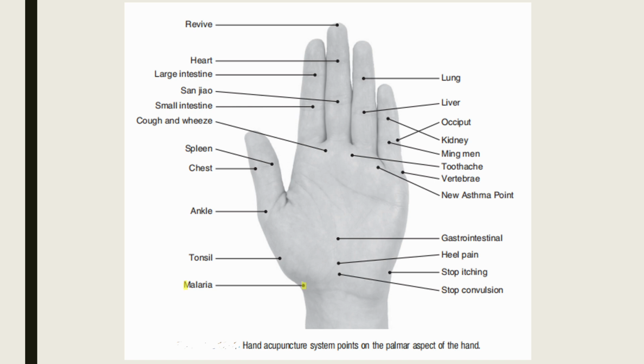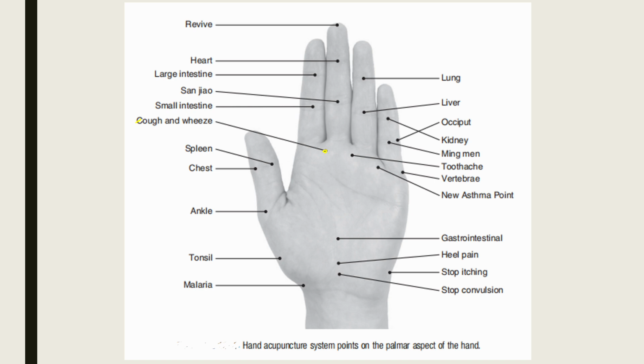The malaria point. Location: at the articulation of the first metacarpal bone with the wrist on the radial margin of the thenar eminence. Indication: fever due to malaria. The tonsil point, lung 10. Location: at the midpoint of the first metacarpal bone on the radial side at the junction of the light and dark skin. Indications: tonsillitis and sore throat.